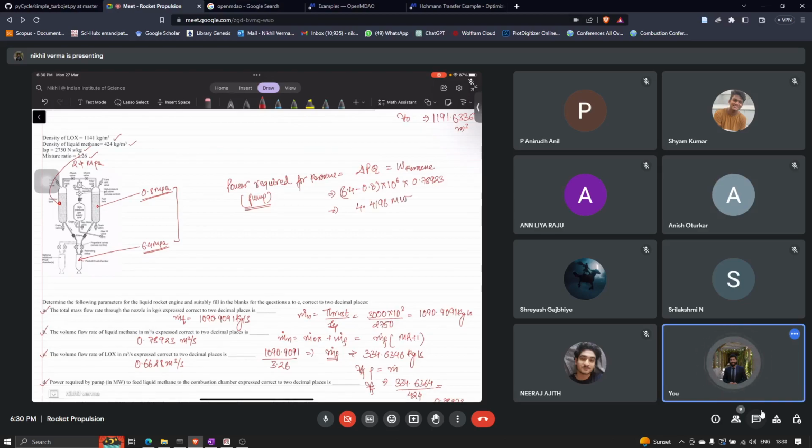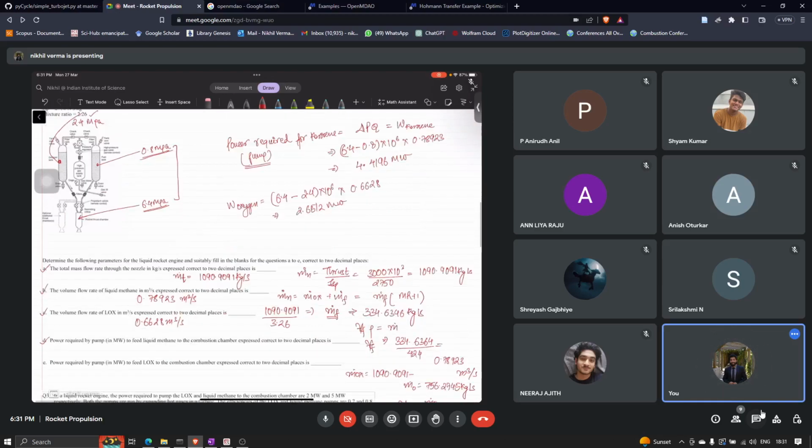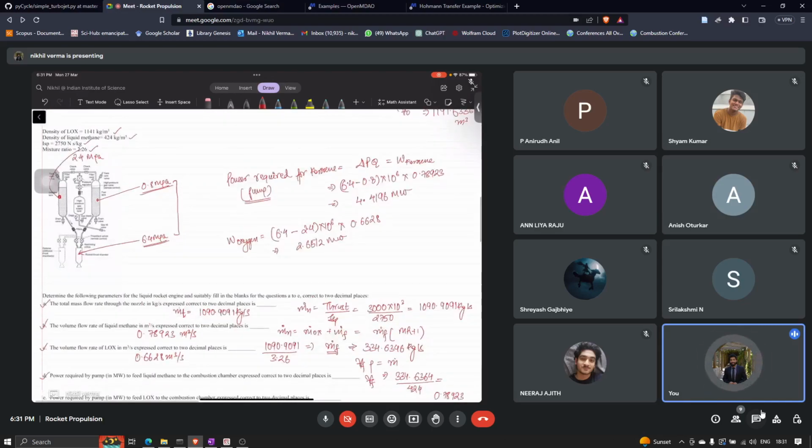Similarly, the work done by the oxygen pump is equal to 6.4 minus 2.4 into 10 to the power 6 multiplied by the flow rate. So this gives you 2.6512 megawatt. Okay. So any doubts on this?